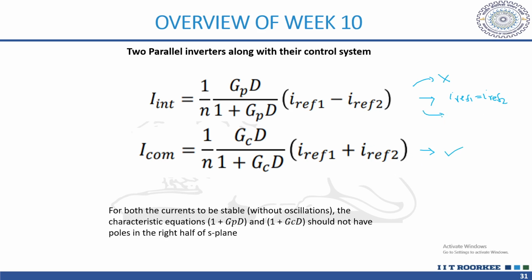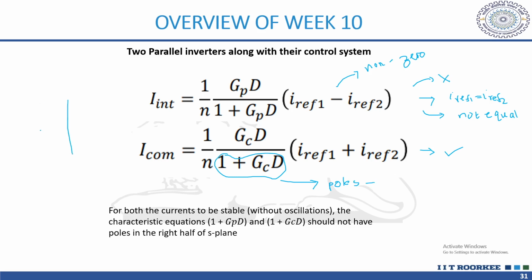And in the second case, they were set not equal, and there you could observe the oscillations in the oscilloscope, because if they are not equal, this will be non-zero, so there will be an interacting component flowing between the inverters. So for stable operation, what they are suggesting is that the poles of the system should be in the left half of the S plane for system stability.